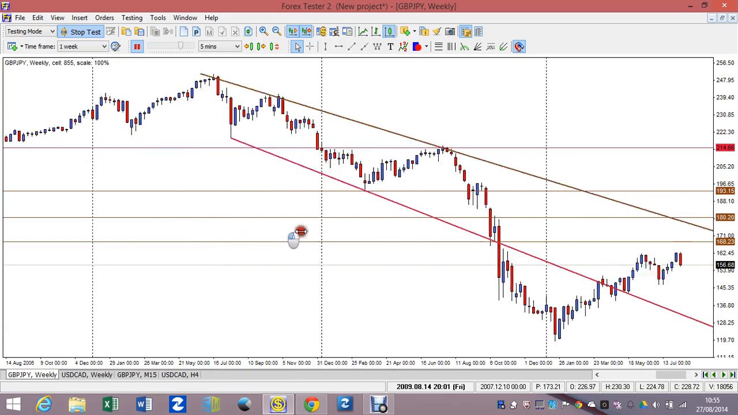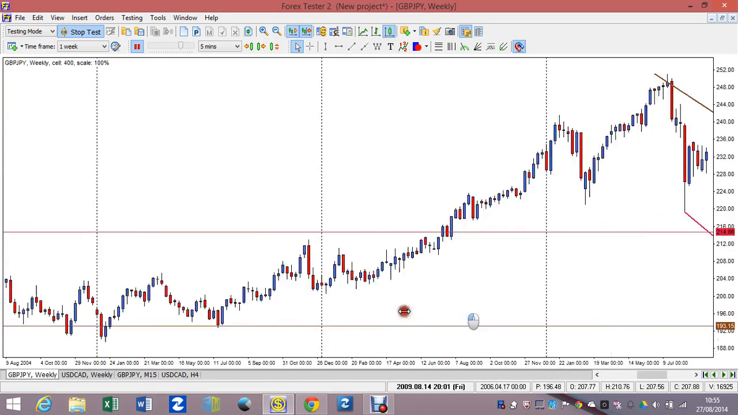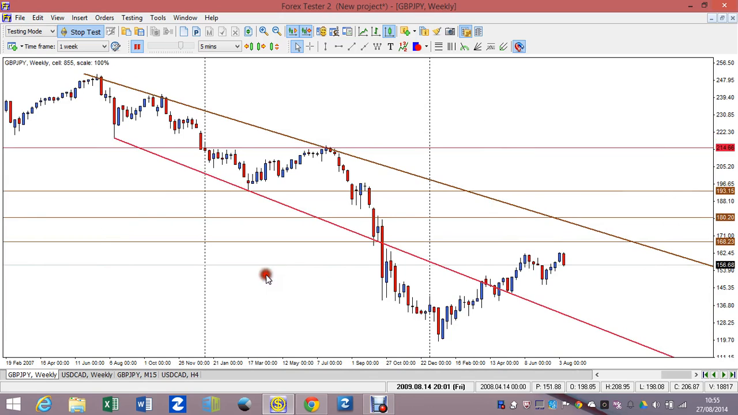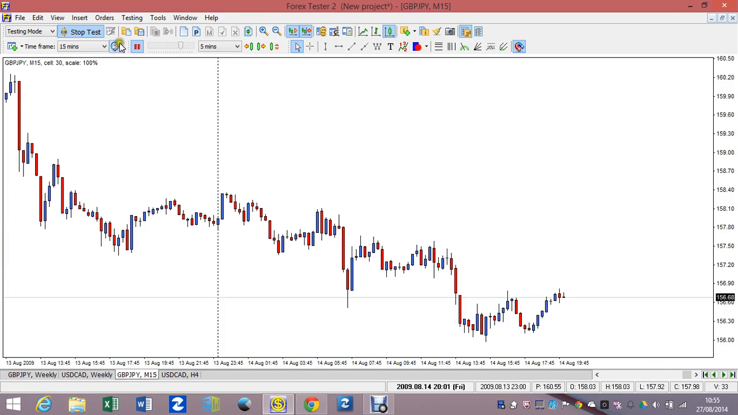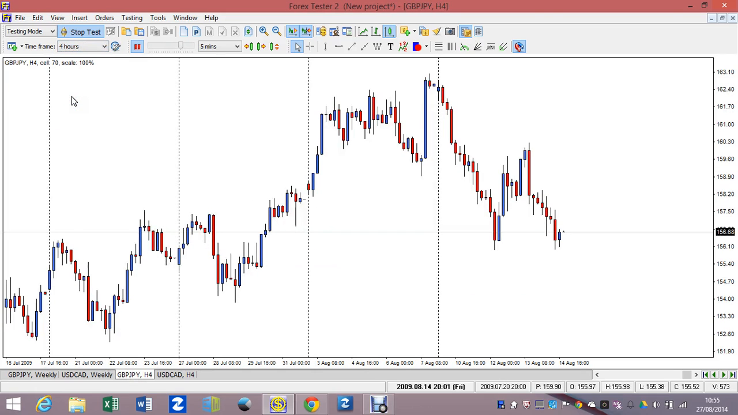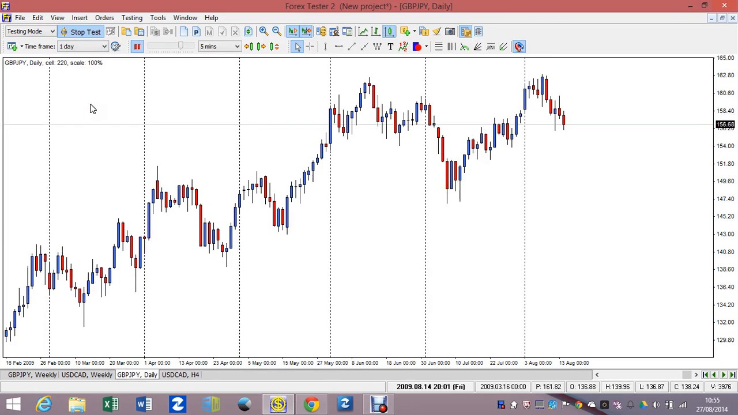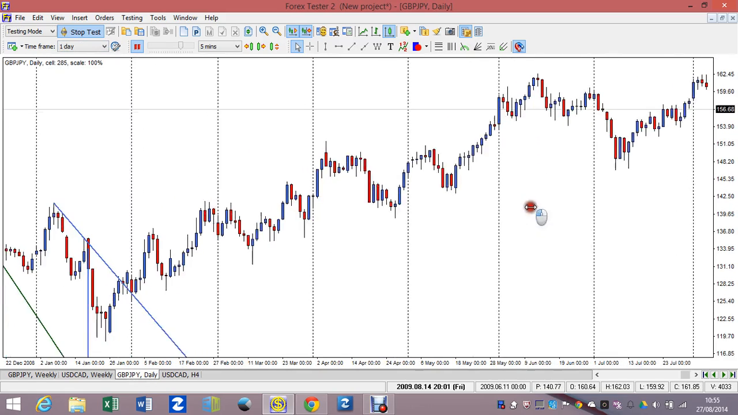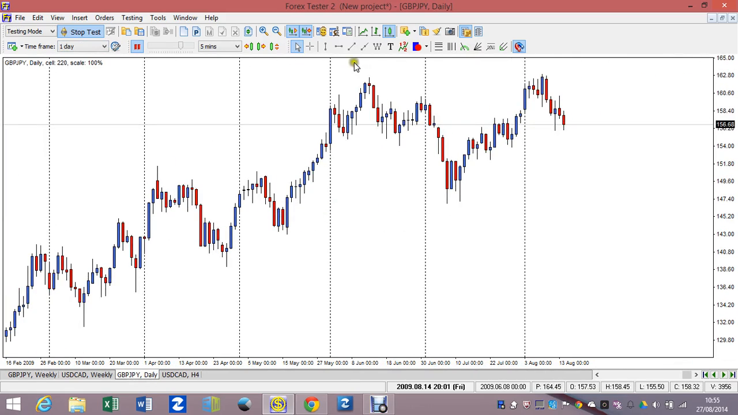Got a nice, I mean the weekly trend is down, although it's been up there for the past several weeks. Bearish engulfing. Do we have a possible short opportunity on the pound yen? This is the daily chart.